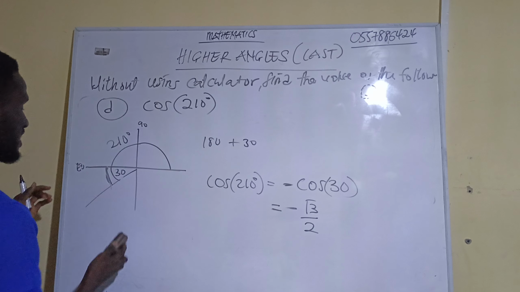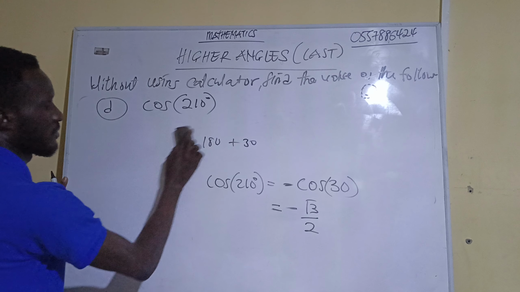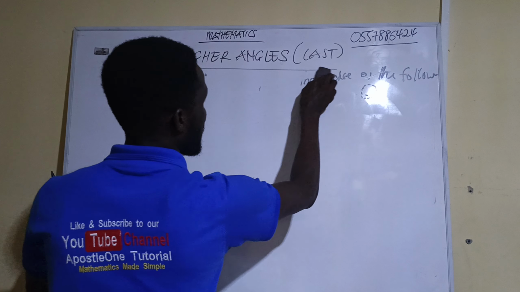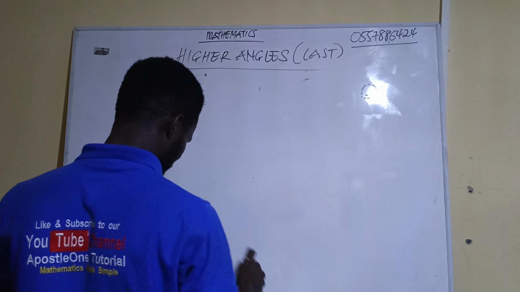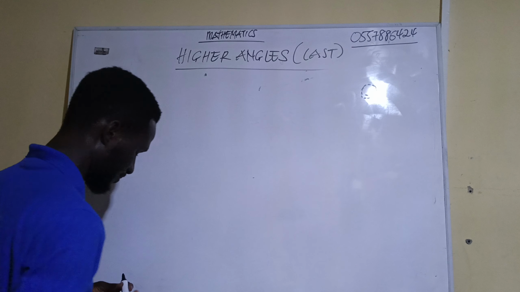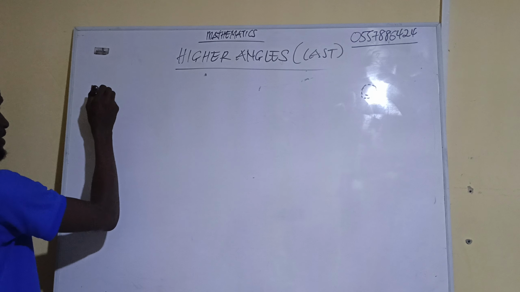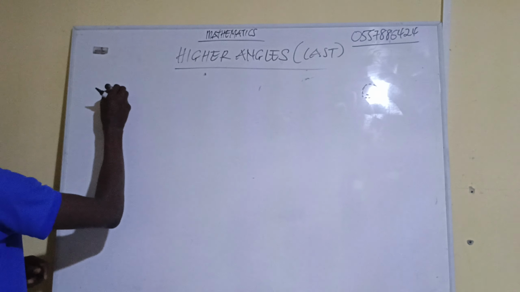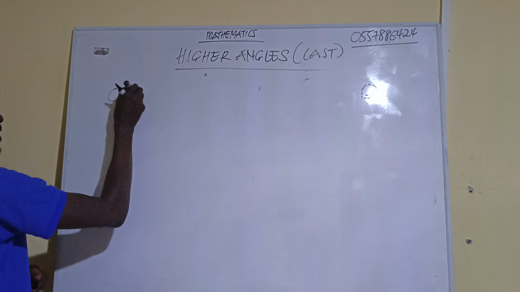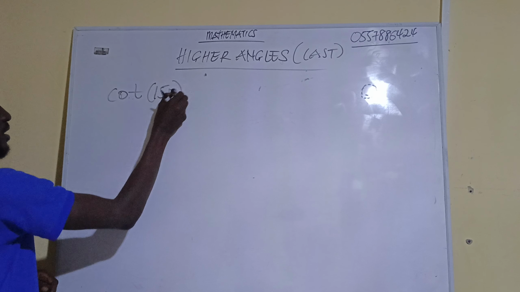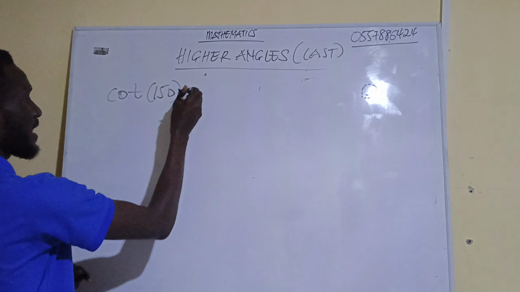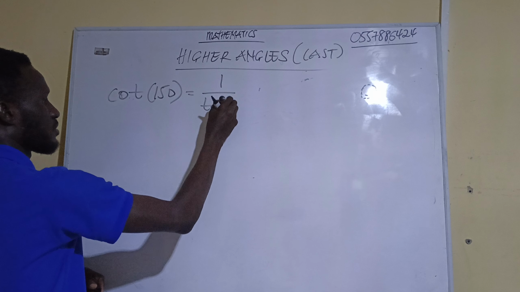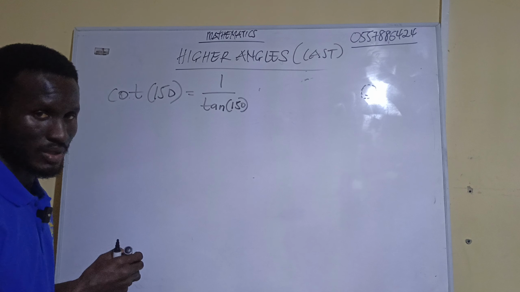Now, let's look at this particular question. We are to find cot 150. Now, what is cot 150? Don't forget that cot is the same as 1 over tan. So, tan 150.